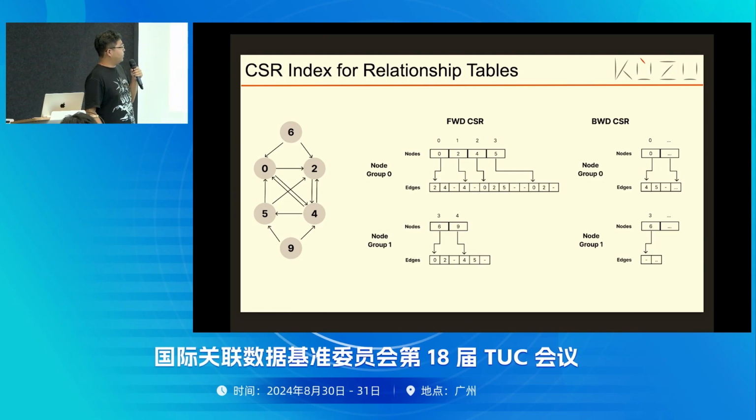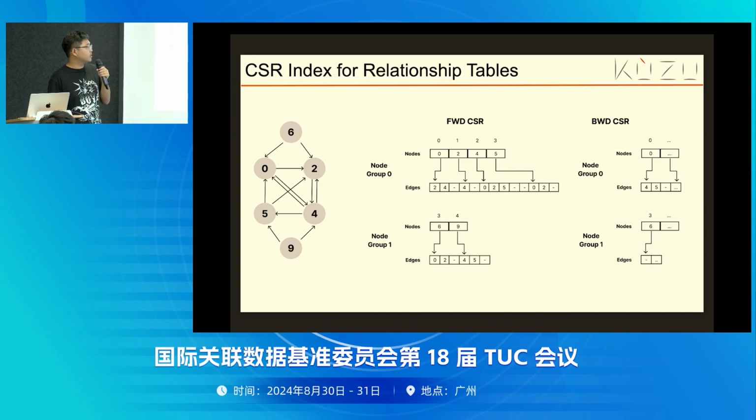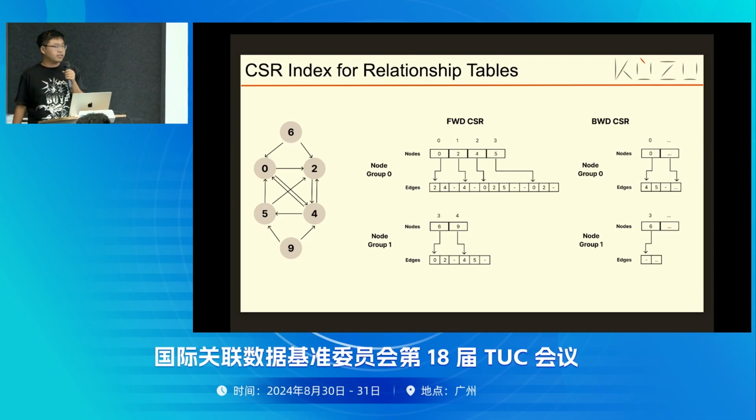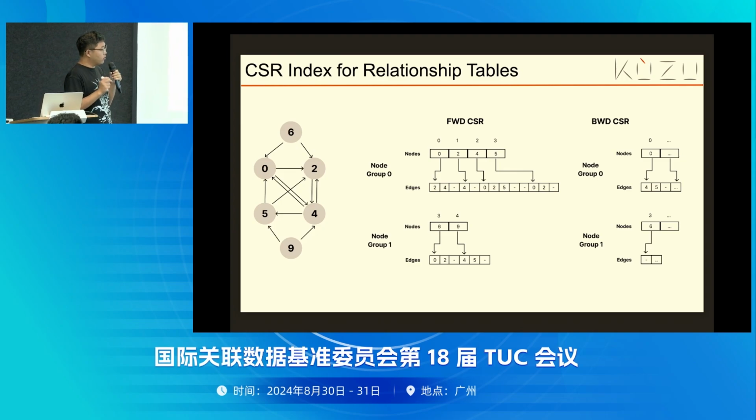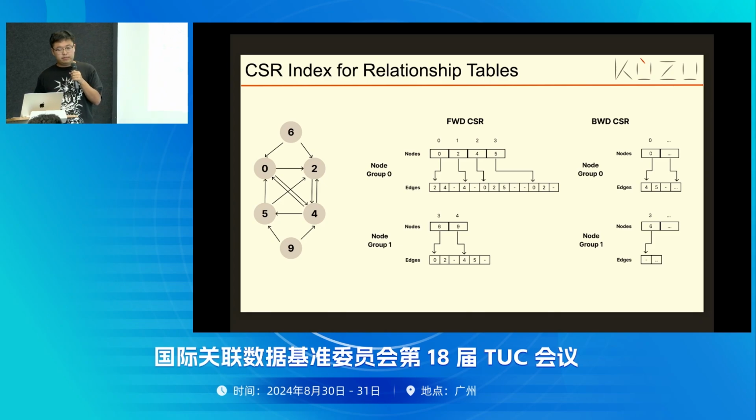And within each node group, we sort the CSR based on their source node offset. Between different CSR lists, we leave gaps. The size of these gaps is proportional to the size of the CSR list. The point of this gap is to amortize the cost when you do random edge insertions, because random edge insertions will trigger a rewrite of your column data.